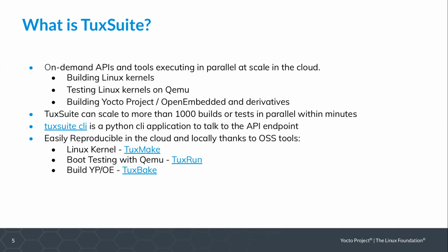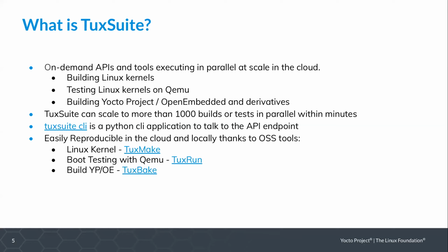What is TuxSuite? TuxSuite is a collection of on-demand APIs and tools that execute in parallel at scale in the cloud for you. It is used for building Linux kernels. It is used for testing the Linux kernel on QEMU in the cloud. And recently, we've added support to build the Yocto project, OE, and other derivatives using TuxSuite. So TuxSuite can scale to more than 1,000 instances quickly within a few minutes, and it can then do your build requests as well as tests in parallel. Basically, if you have around 1,000 build requests, they're being done on 1,000 instances and expected to finish in minutes.